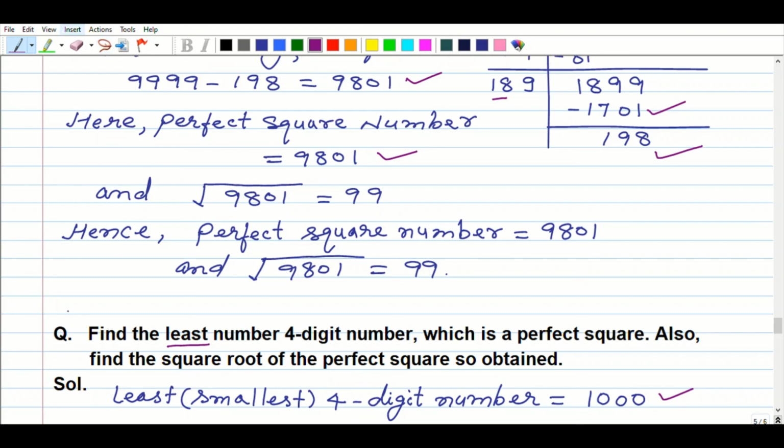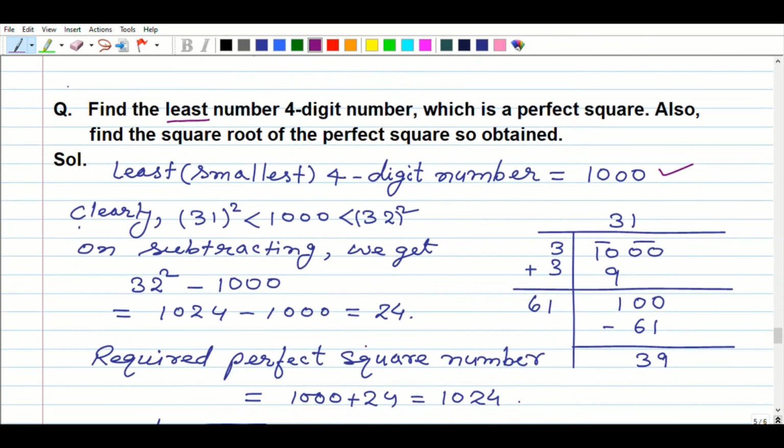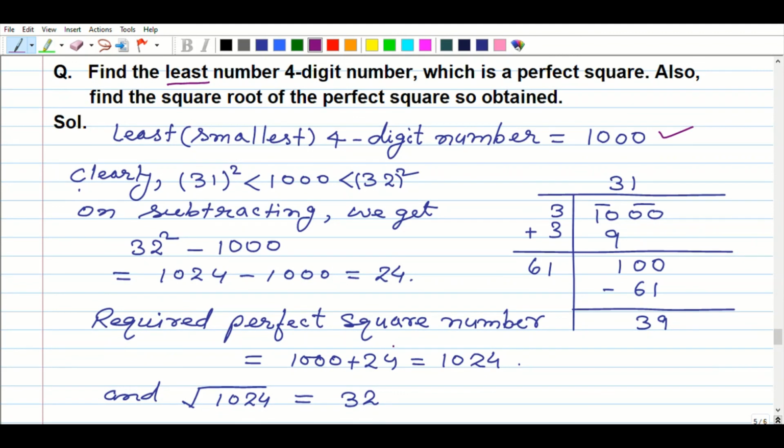So we have written the least number here. Now clearly you see after doing the long division method, putting a bar from right to left, we get the number here, and also we will apply how many digits after square root. You know that here there are 4 digits, so it will be n by 2, that means 4 by 2 equal to 2 digits. Now let's see here. 31 is our quotient, remainder is 39.